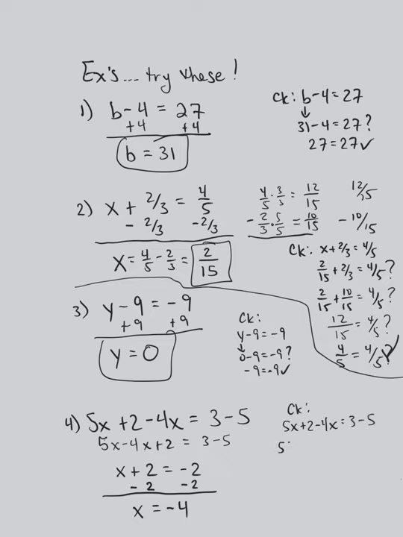Okay, and so let's try this again. 5 times negative 4 plus 2 minus 4 times negative 4 on my left is equal to 3 minus 5. And we're wondering if that's true. Okay, so again, you can use your calculator, so you just type in whatever you have over on the left side, or you could do it by hand. We have negative 20 plus 2 plus 16. That's negative 18 plus 16. That's negative 2 on my left. And then I go and compute my right side here. 3 minus 5 is negative 2. Those are equal to each other.